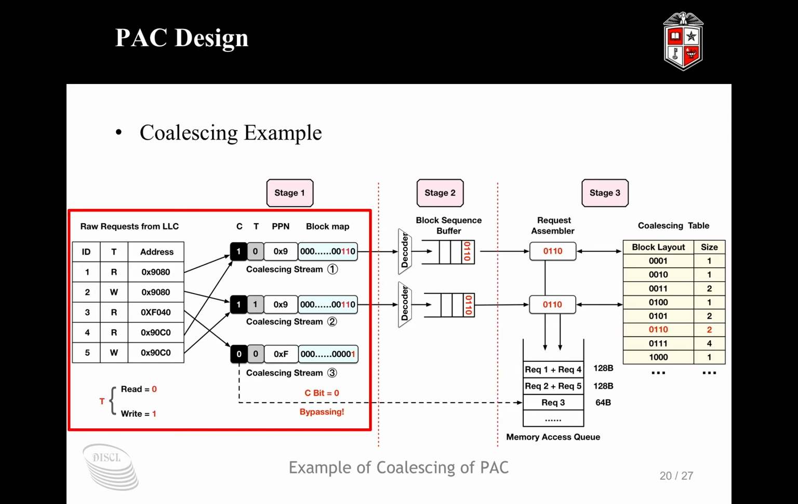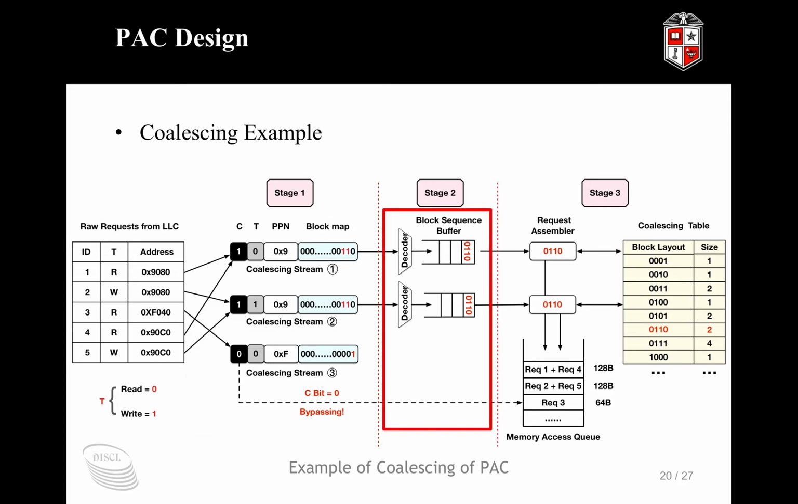As we can see here, notably for coalescing stream number 3, there is only one request, which is request 3. Therefore, there's no possibility that this coalescing stream will contain a request that could be coalesced, because there's only one request. So the C-bit remains 0, and it will bypass the following coalescing stages and be flushed directly to the main memory, which is just a normal cache line sized request.